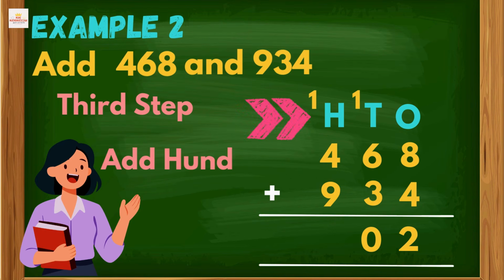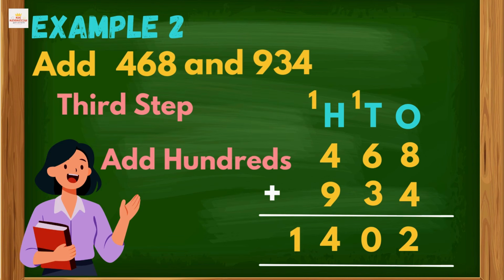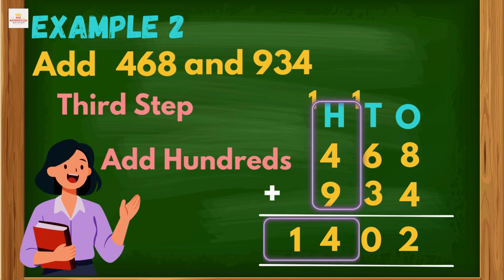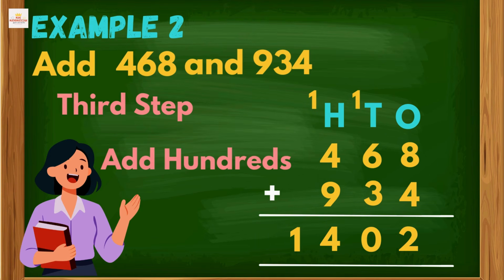Add the hundreds. We add 1 plus 4 plus 9. That equals 14. Remember kids, when we are adding the last place value and get a 2-digit number, we write both digits because there is no next place to carry to. So we write 14.